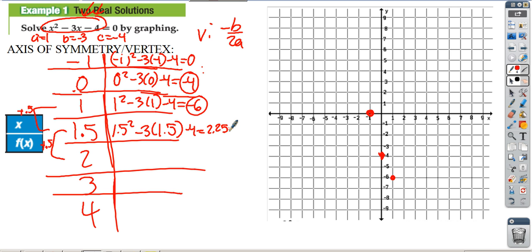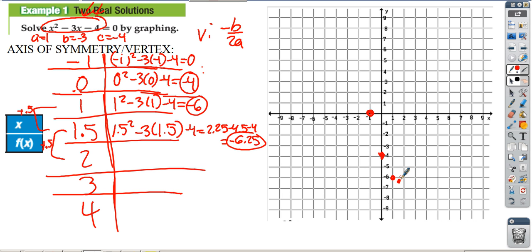2.25 minus 4.5 minus 4. And that's going to wind up being, what's that, negative 6.25. So that right there is the value at the vertex, and that puts us about right here, in between negative 6 and negative 7. And here's the nice thing about quadratic equations, they're symmetric, so things on opposite sides of the vertex are going to be the same.